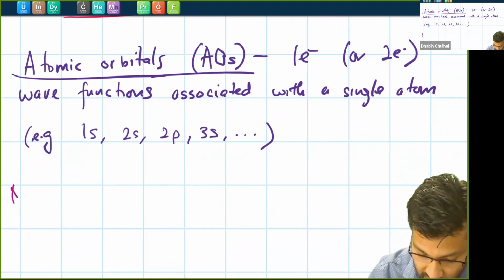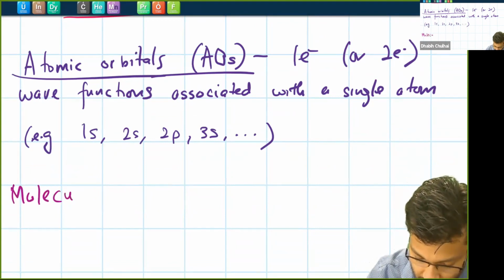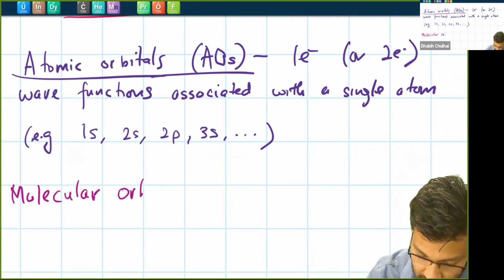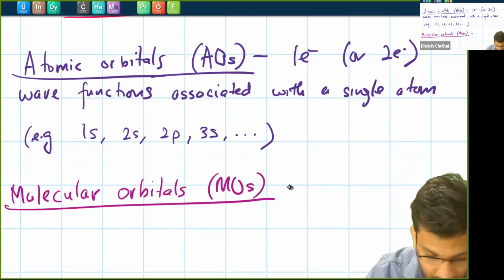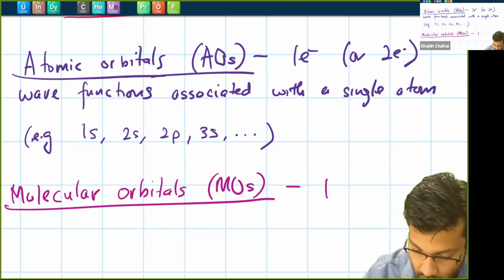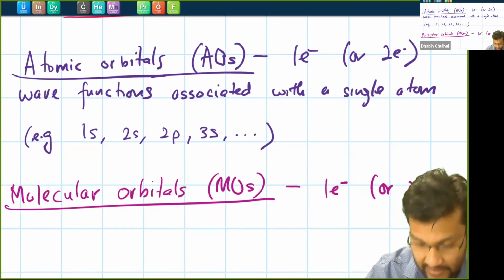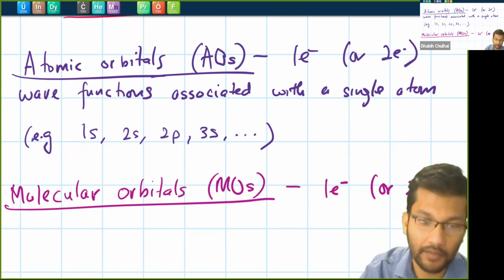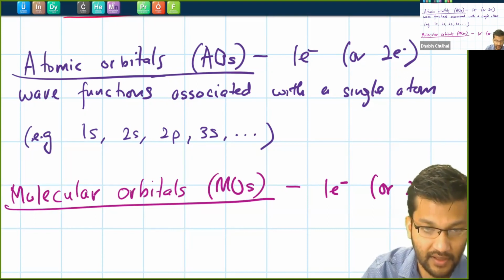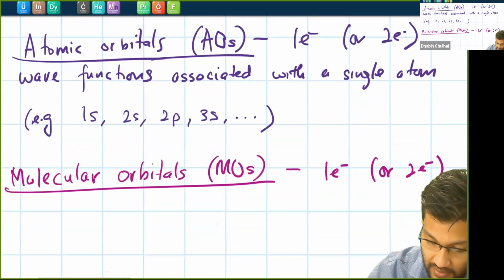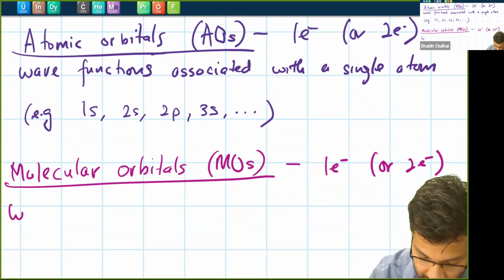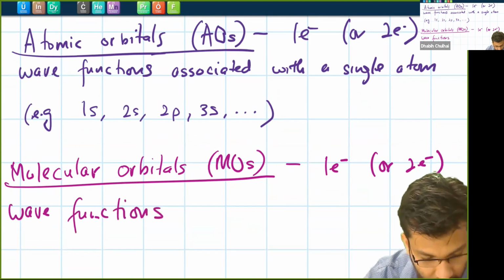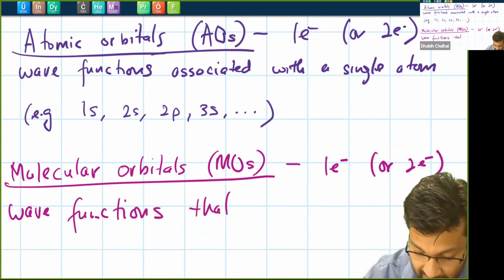Molecular orbitals, on the other hand, or MOs, are 1 electron or 2 electron wave functions. I say 1 electron or 2 electron because typically up to 2 electrons could fit in the same orbital with different spins, right? So molecular orbitals are either 1 electron or 2 electron wave functions that span the entire molecule.